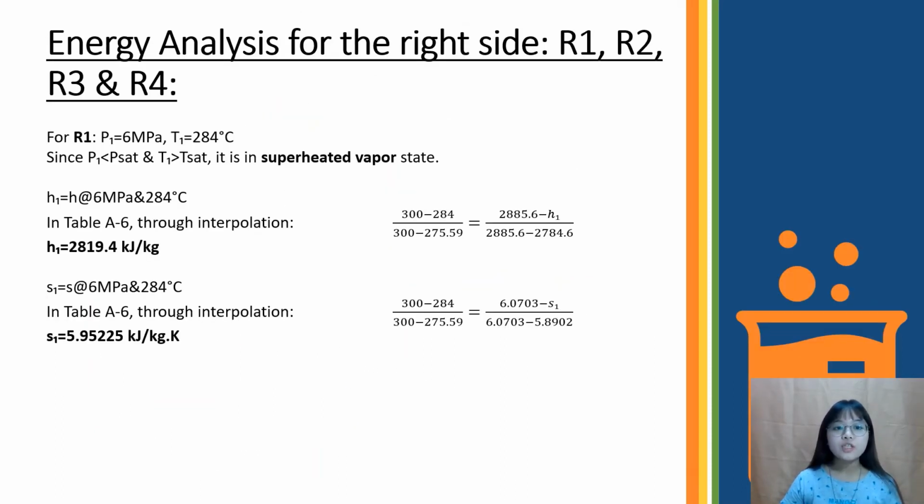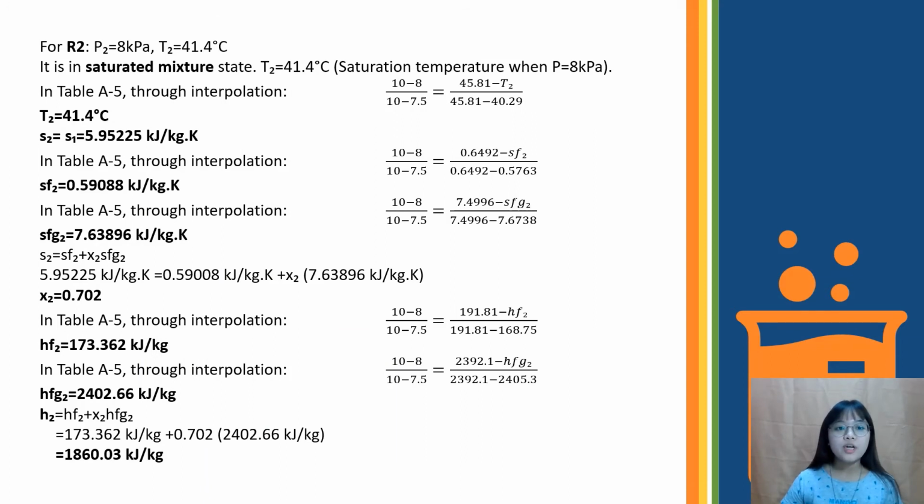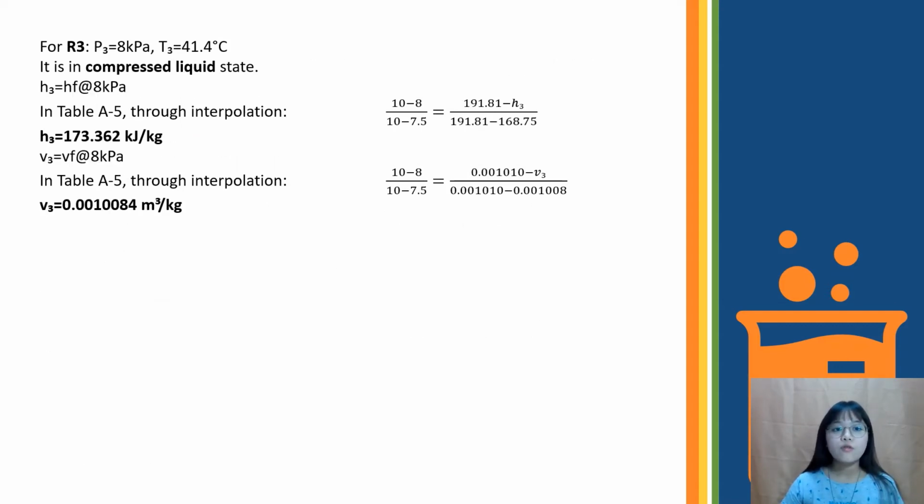For R1, the pressure is 6 megapascal and temperature is 284 degrees Celsius. In table S6, through interpolation, we can get the value of H1 and S1. For R2, the pressure is equal to 8 kilopascal and temperature is equal to 41.4 degrees Celsius. In table F5, through interpolation, we can get T2, X2, and H2. For stream R3, the pressure is equal to 8 kilopascal and temperature is equal to 41.4 degrees Celsius. It's in compressed liquid state and we can get its H3 and V3.